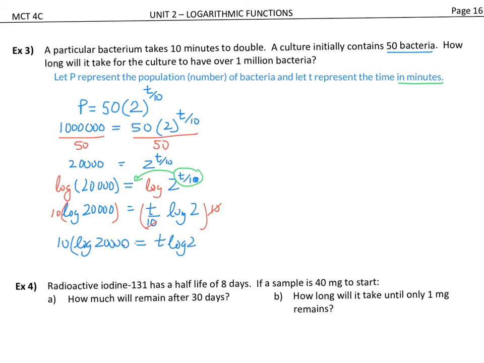So t is being multiplied by the log of 2. To undo that, I'm going to divide both sides of the equation by the log of 2. There we go. So now that undoes that and leaves us with t. So we can put all that calculation here into our calculator to get what t is equal to.